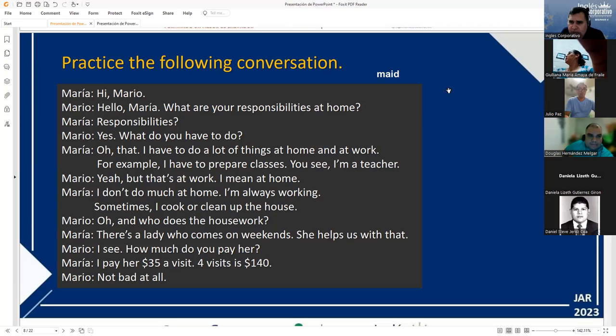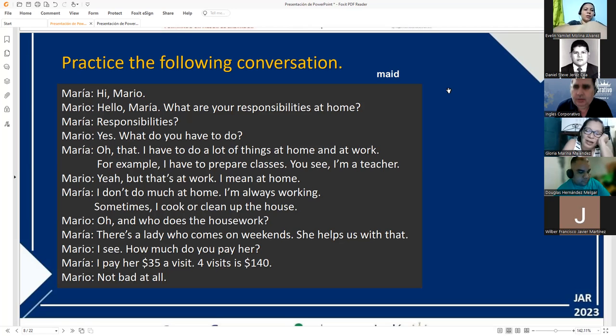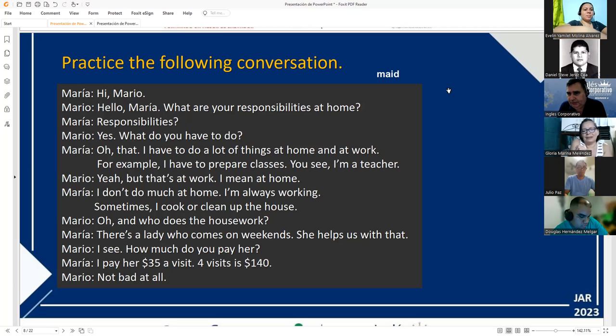Okay. Other volunteers? Me, teacher. Me, teacher. Okay. Danny and Evan. Okay. Danny, with whom? With Evelyn. Oh, okay. And then Glorita in the next one. Sorry, Glorita, I was checking the hands up. So I go with Evelyn. Okay, you begin. Yes.